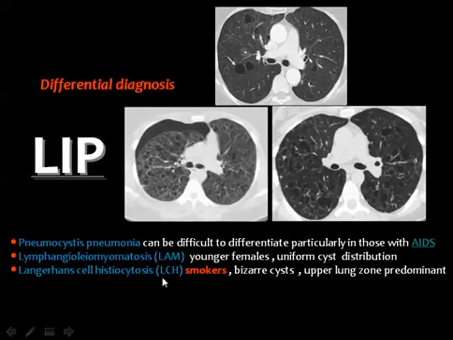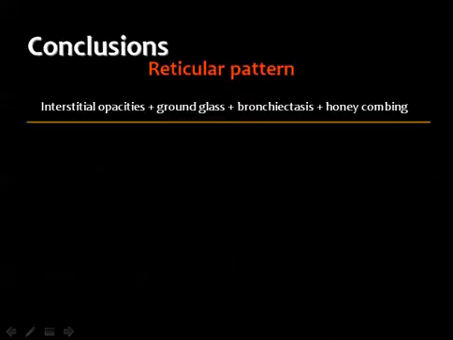This is the differential diagnosis mainly in pneumocystis jirovecii pneumonia, and can be difficult to differentiate, particularly if you know that the patient is HIV positive. But it's easy to differentiate from histiocytosis because of the smoking, because of the appearance of the cyst, and also it's easy to differentiate from lymphangioleiomyomatosis because of the sex of the patient and the distribution of the shadow.